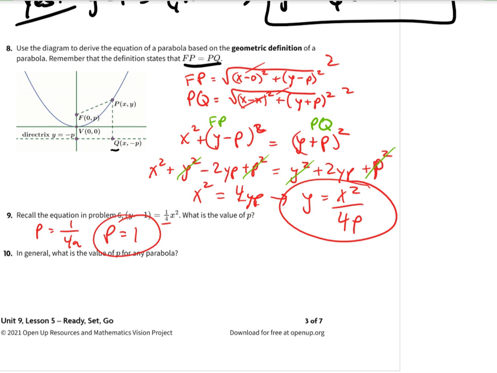In general, what is the value of p for any parabola? p is the distance between the focus and the vertex.